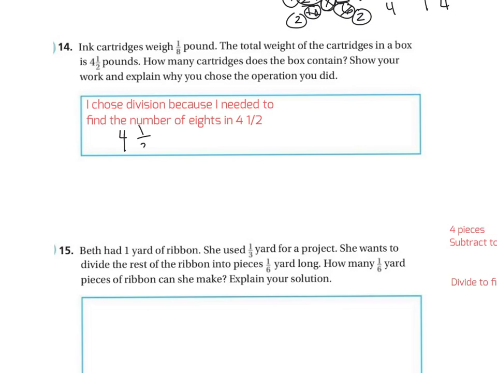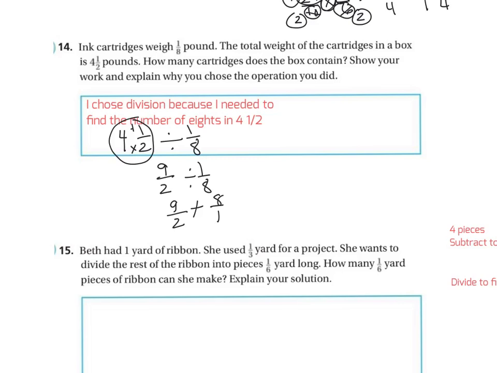4.5 divided by 1/8. And in order to divide, I need to change this into an improper fraction. So 4 times 2 is 8, plus the 1 is 9. So I get 9/2 divided by 1/8. Instead of using fraction tiles or a model, I'm going to turn this into a multiplication problem. So I have 9/2 times 8 over 1, because I have to do the reciprocal.